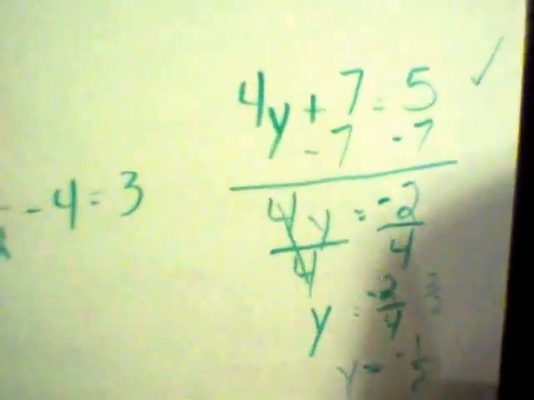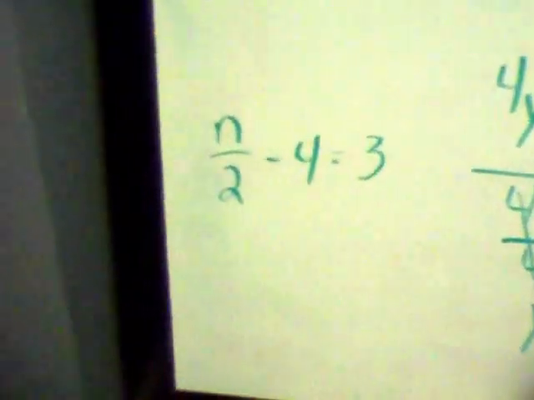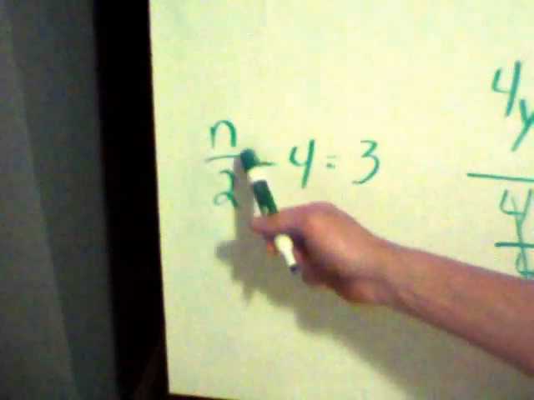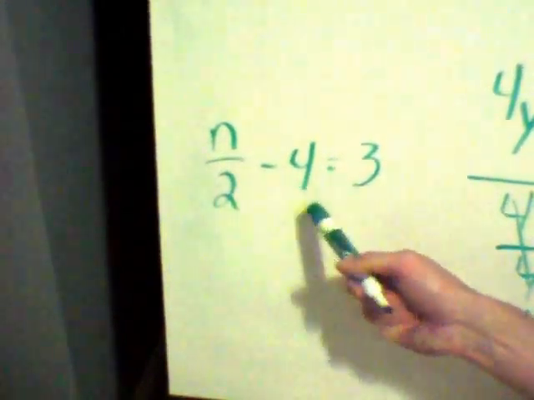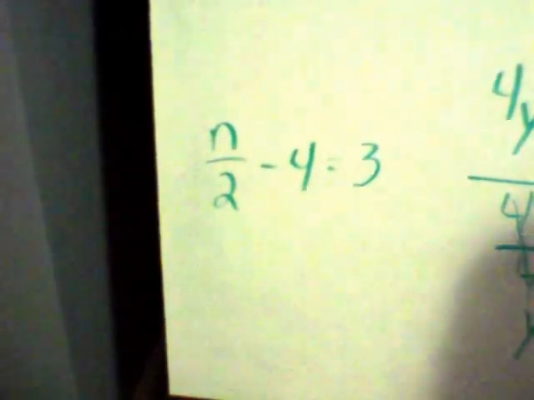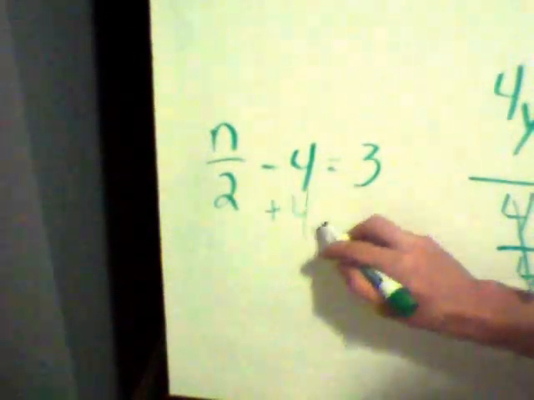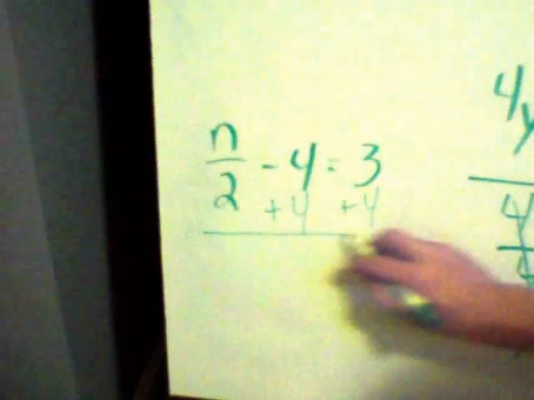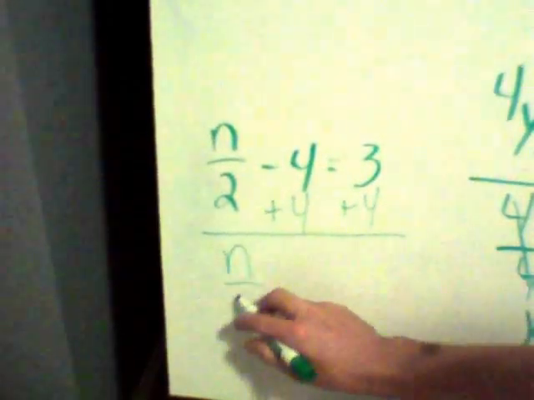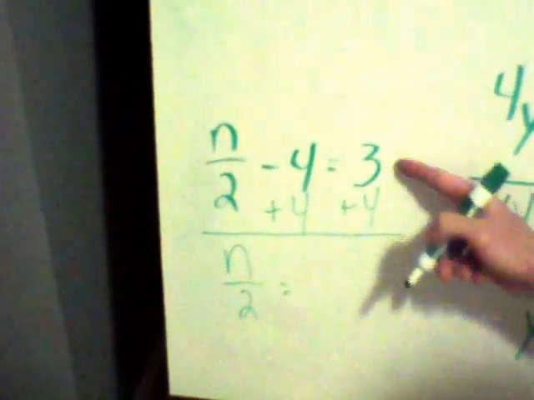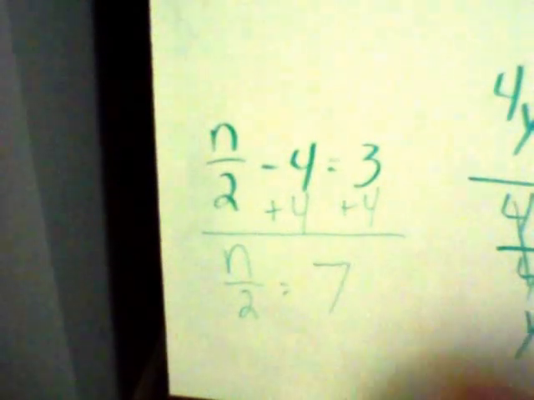Alright, last one for tonight. I've got n over 2 minus 4 equals 3. So we'll start with the minus 4. You want to add 4 to both sides. And that leaves me with n over 2 equals 3 plus 4 is 7.